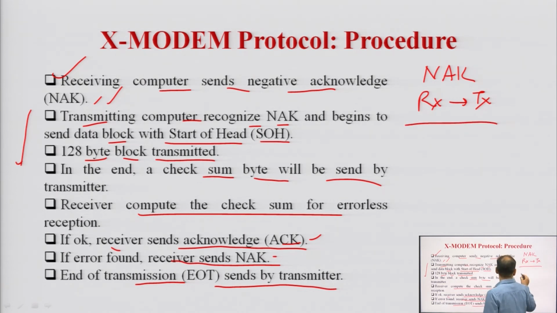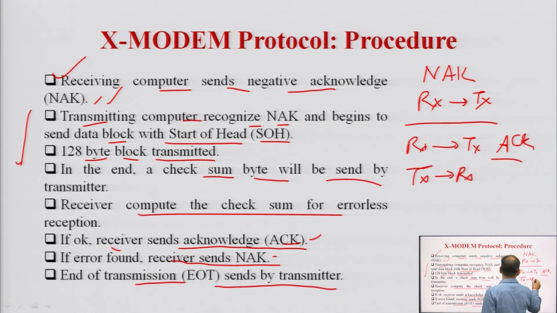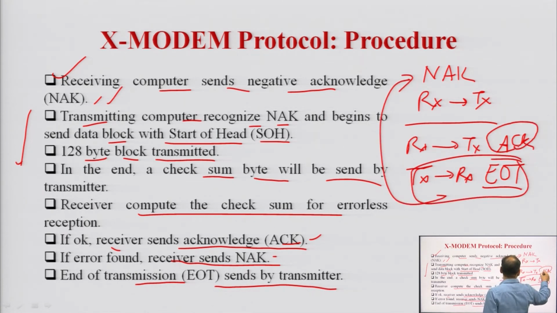After that comes the checksum check, to find whether there is an error or not. If the complete transmission is okay, then the receiver sends the transmitter the acknowledgement, and if the acknowledgement is okay, then the end of transmission is sent by the transmitter to the receiver, that is EOT, end of transmission. Then again this process will start. Otherwise, if this does not happen, meaning the acknowledgement is not going, then again this process repeats.